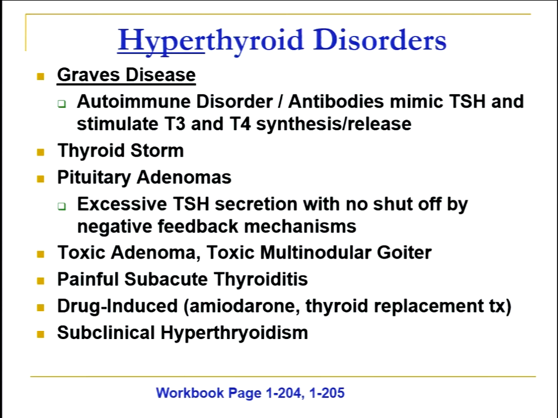There's other information on thyroid storm, pituitary adenomas and the like in your workbook, subacute thyroiditis, drug-induced hyperthyroidism. Amiodarone is one of those drugs that is notorious for causing either hypo or hyperthyroidism. And in a lot of cases, if the patient is receiving too much therapy for hypothyroidism, they can become hyperthyroid. It's also another cause of hyperthyroid disorders. And we're not going to cover subclinical hyperthyroidism today either.